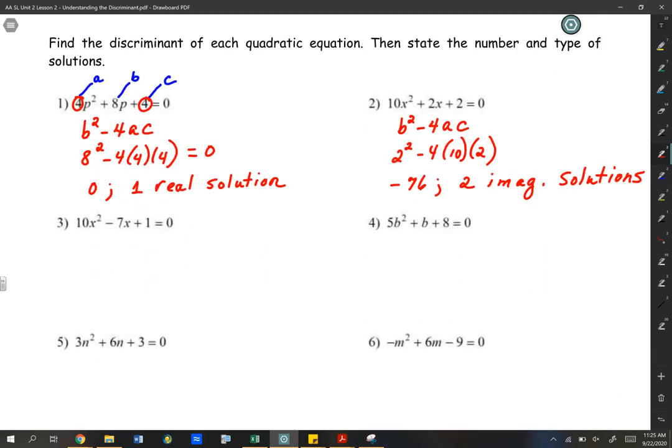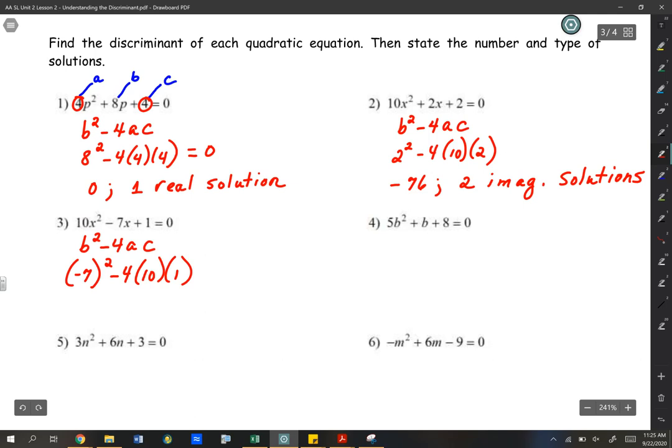Okay, let's try number 3. Again, b squared minus 4ac. When we do b squared minus 4ac, we get a value of 9. That's a positive number. Since 9 is positive, that means we will have 2 real solutions.